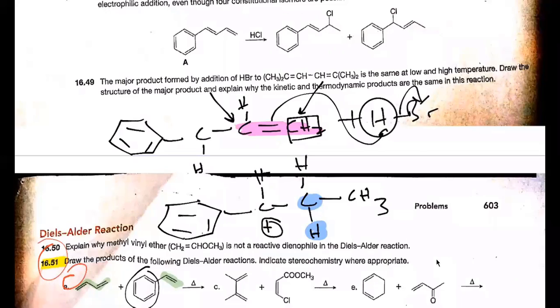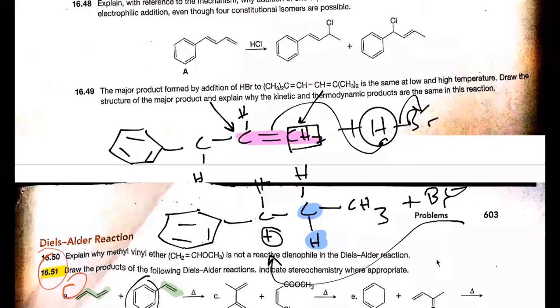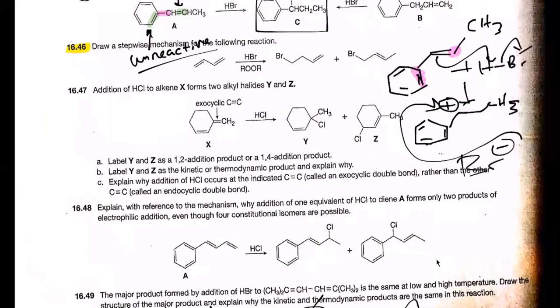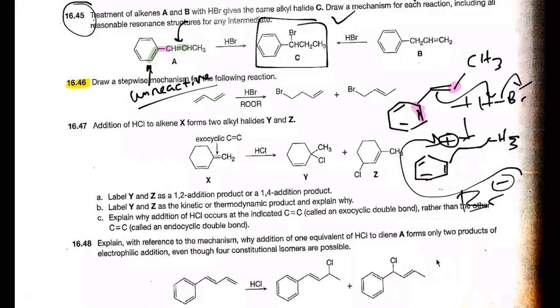All right. So now, if I added Br minus to it, would that give me the same product? Yes, it would. This would come and attack here, and it would give me the same product that we had here, C. All right. Any questions about that before we do another one?